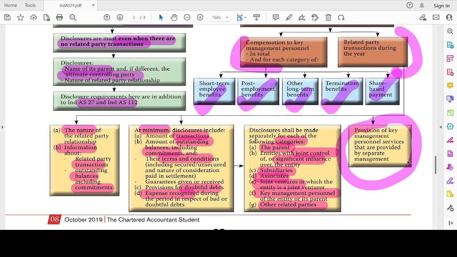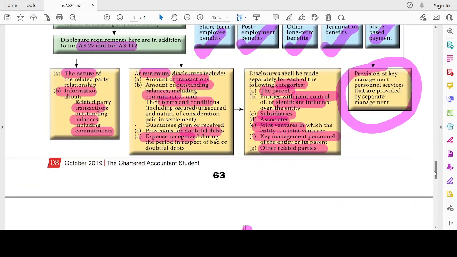Provision of KMP services that are provided by separate management. The current management is not providing, but separate management is providing the same. So that has to be disclosed.